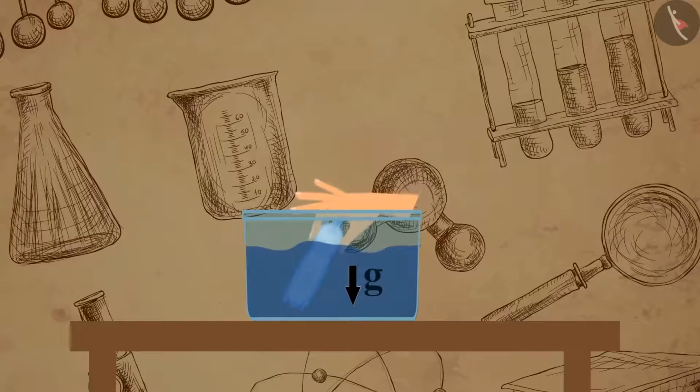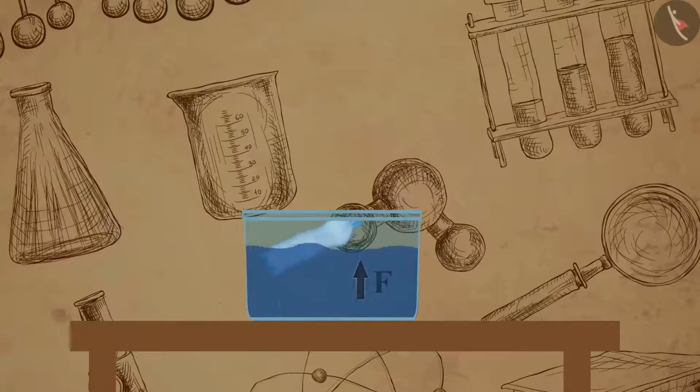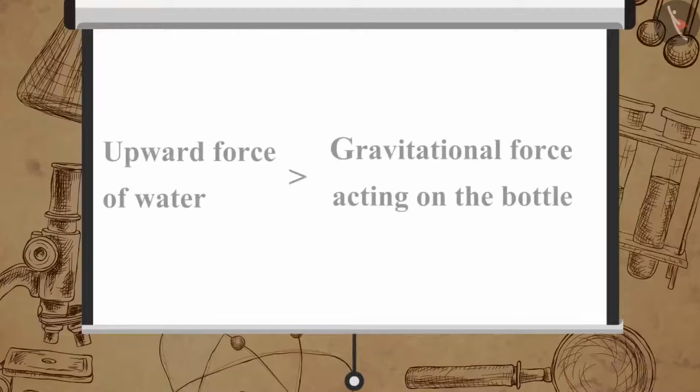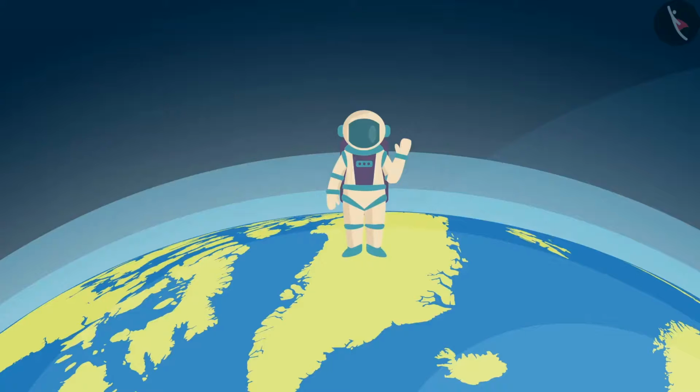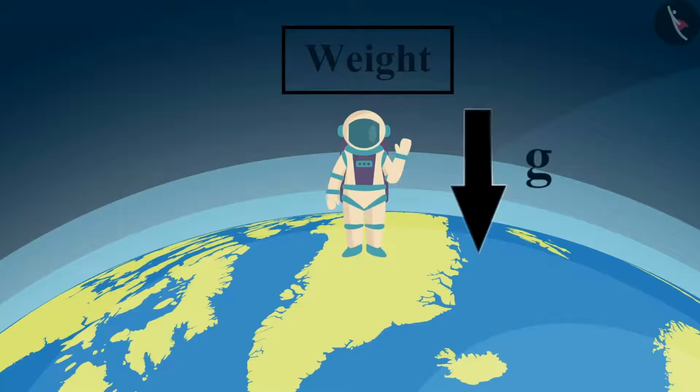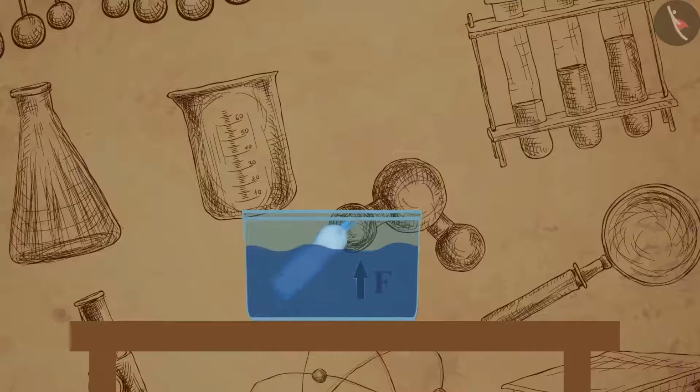Gravitational force is acting on the bottle in the downward direction, and the water exerts an upward force on the bottle. As a result, the bottle keeps floating. Therefore, we can conclude that the upward force of water is more than the gravitational force acting on the bottle. We have learned that the weight of an object is the gravitational force acting on the object. Thus, we can say the upward force exerted by the water on the bottle is more than its weight.